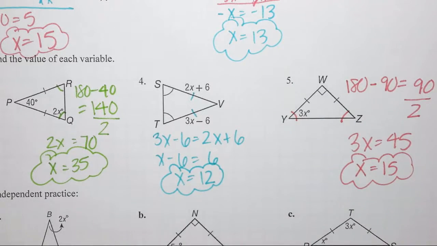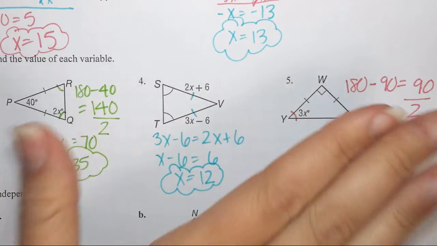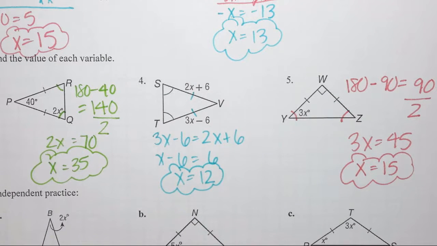Yay! Okay, now apply what we just did to independent practice B. It's the same thing that we just did. It's just 5x instead of 3x. Okay, baby, we just did the same thing, right?